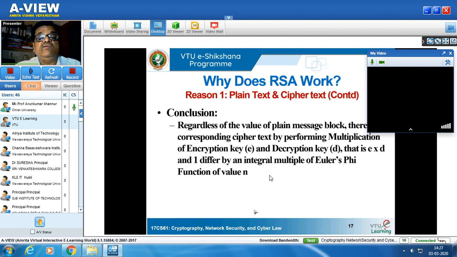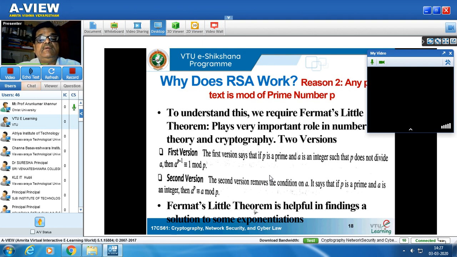This is the reason one. Second one is the RSA, it works because any plain text is mod of. To understand this, we require Fermat's little theorem. It plays a very important role in number theory and cryptography.